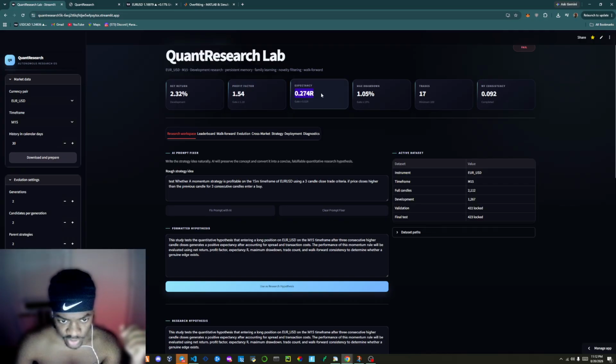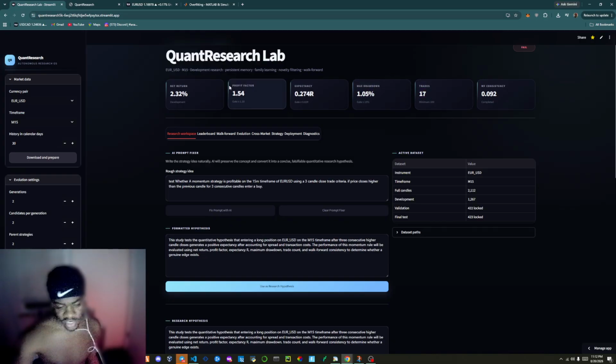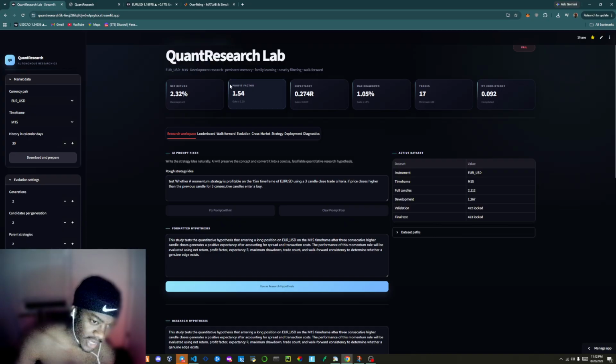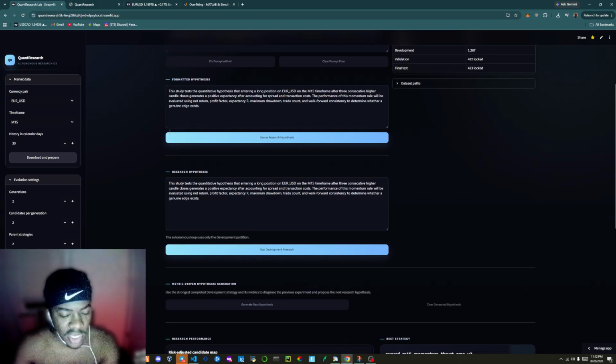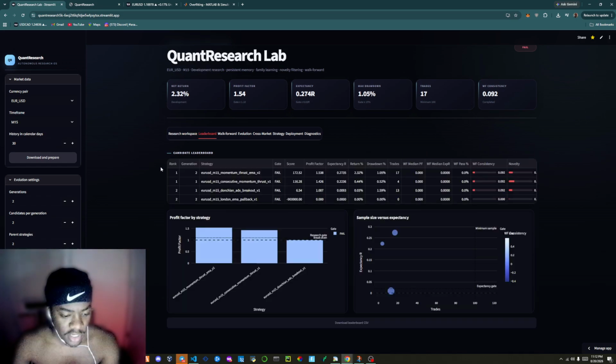Expectancy is 0.27. So if I take a trade for every dollar, I'm expected to get 0.27 back. Max drawdown was limited to 1.5%, which is fire, and that is over 17 trades. So it's not overtrading, taking unnecessary trades or anything like that. I actually like this strategy setup, or this hypothesis, pretty good.